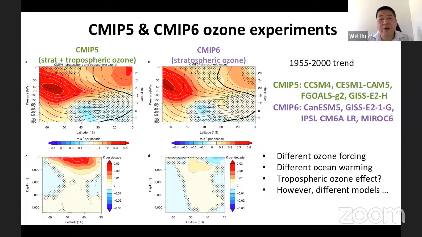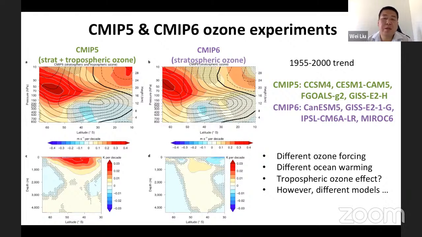And also if we compare CMIP5 and CMIP6, we can see there are not too many differences between these two panels. However, the situation will be different if we look at the ocean. For the ocean, we can see in the Southern Ocean, CMIP5 models simulate a very strong warming in the interior region. However, in CMIP6, the warming is much weaker.